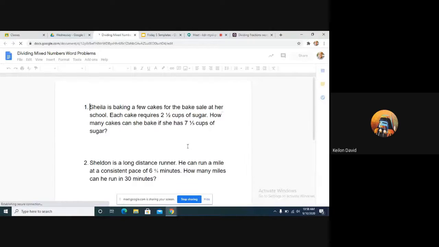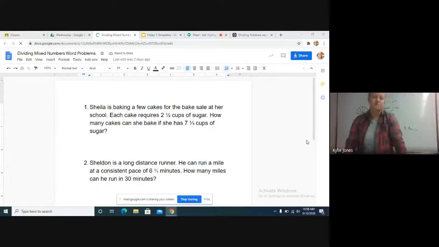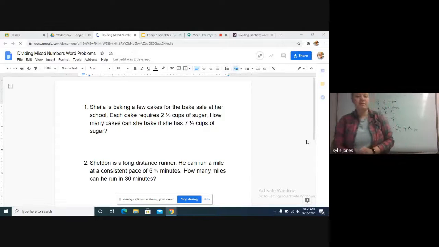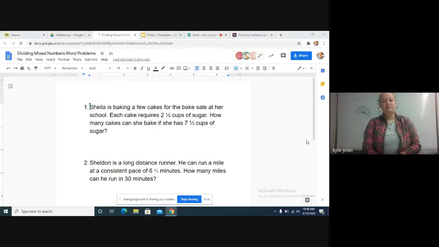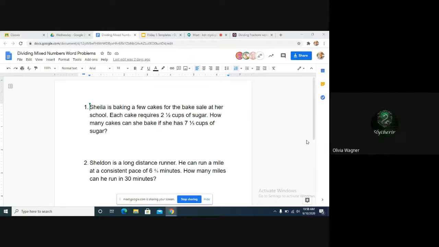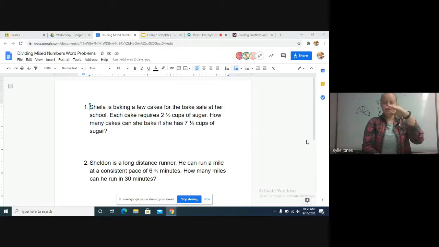So we're going to do number 1 and 2 on this. We have Sheila is baking a few cakes for the bake sale at her school. Each cake requires 2.5 cups of sugar. How many cakes can she bake if she has 7 1/3 cups of sugar? So she has this box of sugar that has 7 1/3 cups in it. And she wants to make as many cakes as possible, but each cake takes 2.5 cups of sugar. So we need to figure out how many cakes she can make.